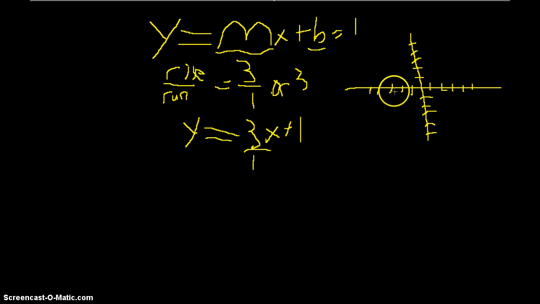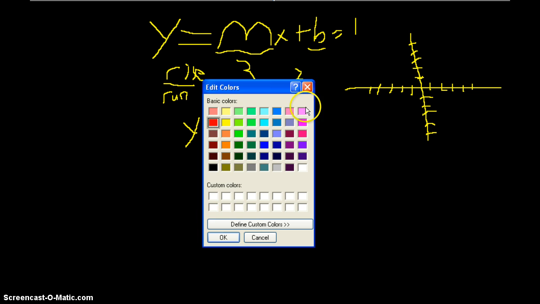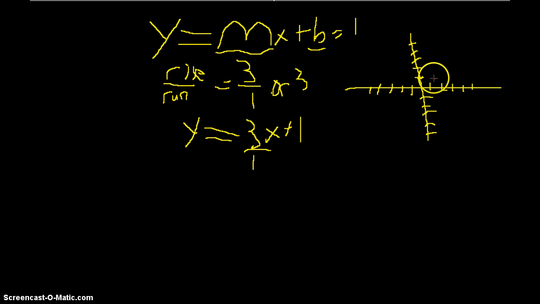So we have to find positive 1 on the graph. Positive 1 is right here. I'll use a different color. So positive 1 is right there. That's our initial value, where the line intersects the y-axis. Now we have to graph our slope.